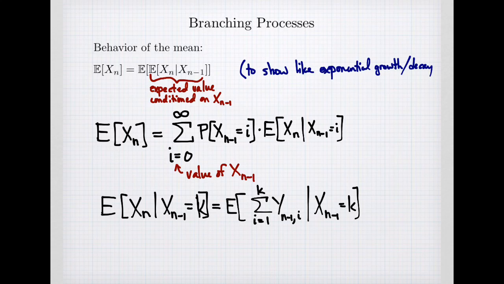So what we've done is we've replaced x sub n with its definition in terms of our information, and now conditioned on this value x sub n minus 1 equals k, the number of offspring is actually independent of all of that. And so the expected value for each y is equal to mu, and so I get k times mu, where mu equals the expected value of our random variable y.